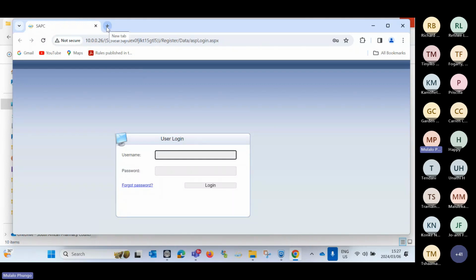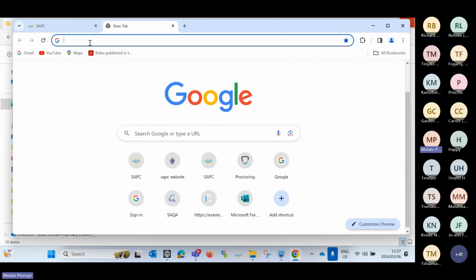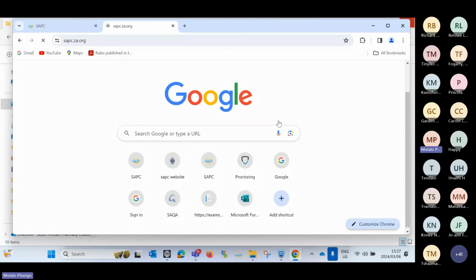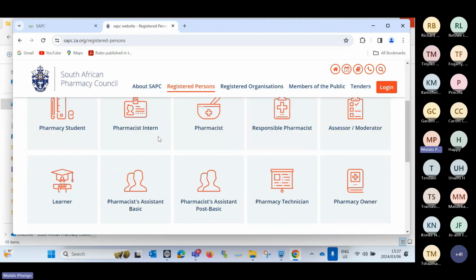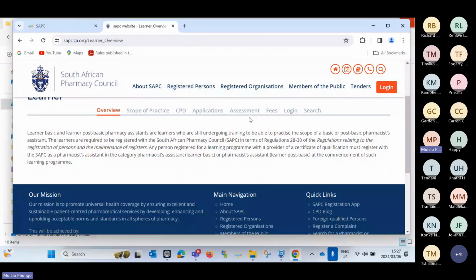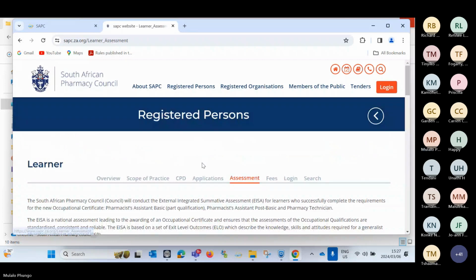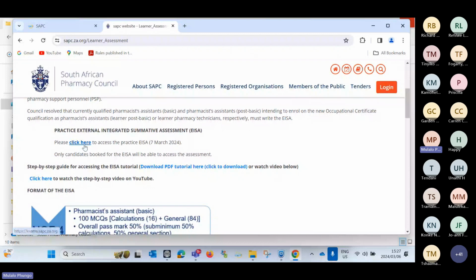So you would then go onto the website. The website of choice is the SAPC website. As you were shown, you are a registered person, and you would then go to the tab Learner, and you look for assessment so that you can access the link that would have been provided for the practice exam or the examination, as the case may apply. You click on it.